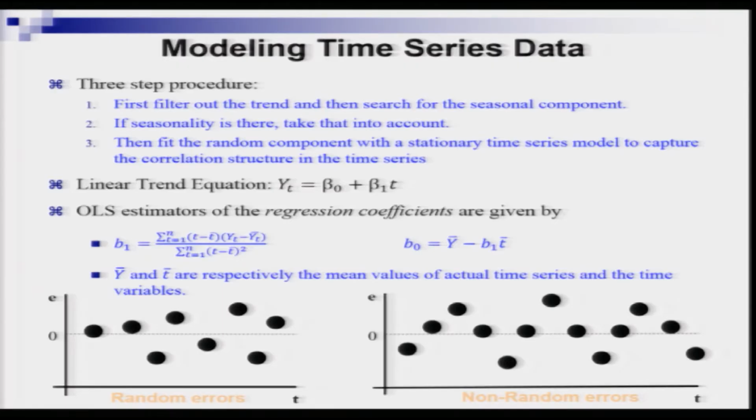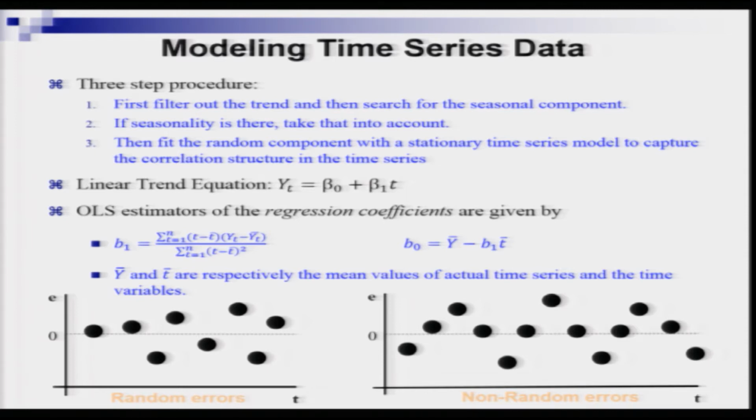When you want to predict the future values of y, then you have to model these components like trend, seasonal and irregular component very well, so that you take care of all sort of variation in the data. Now let us look at the three step procedure. In the first step we shall filter out the trend factor and then we shall search for the seasonal component in the data, and if seasonality is found, then we also have to take that factor into account. The last step, when we are done with modeling trend and seasonal components, is to fit the random component with a stationary time series model to capture the correlation structure in the time series data.